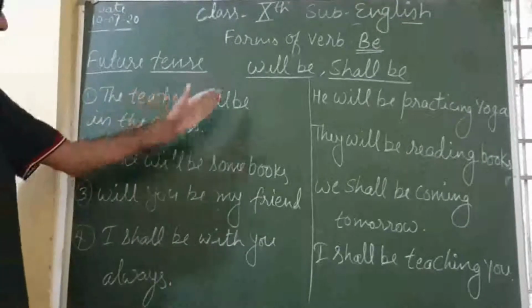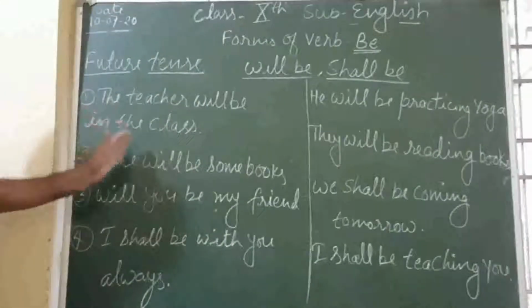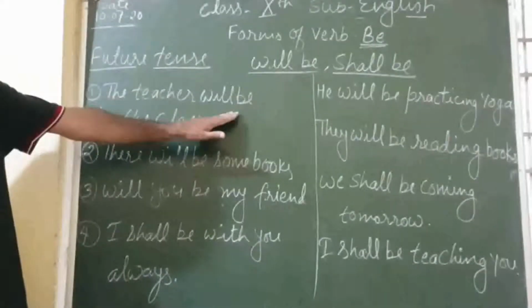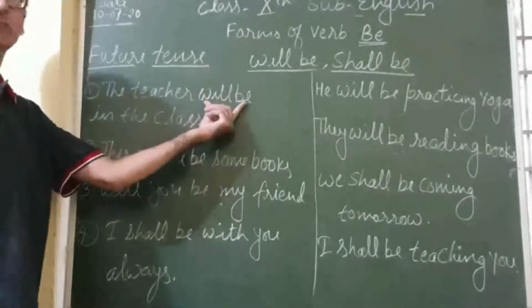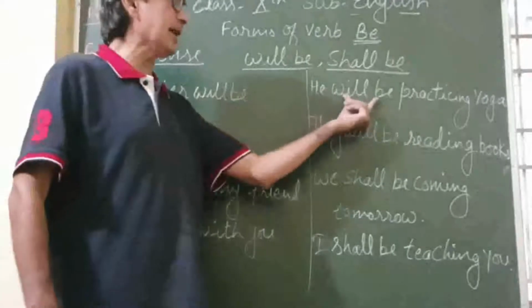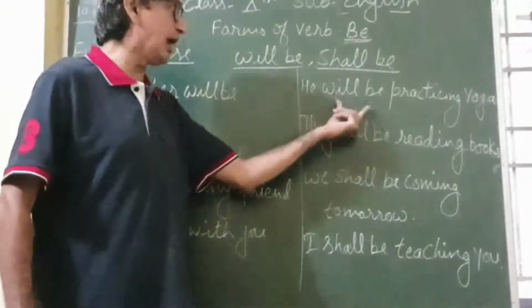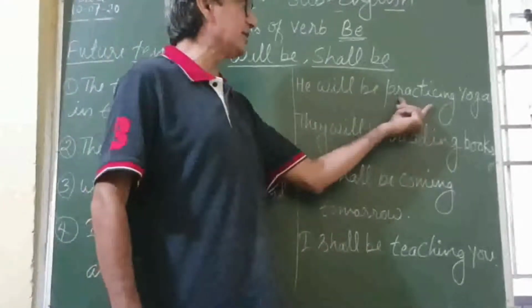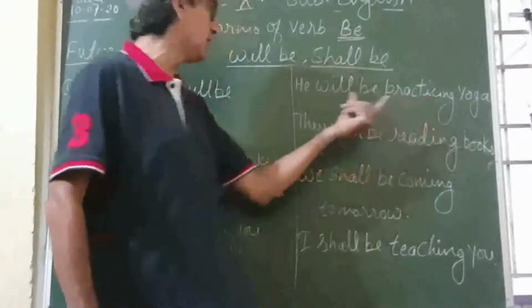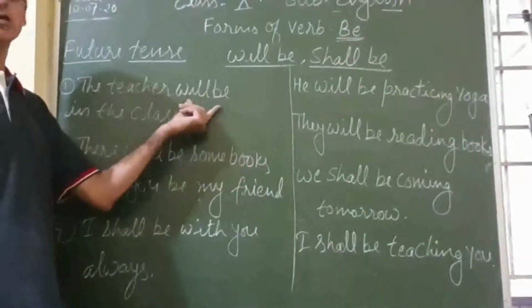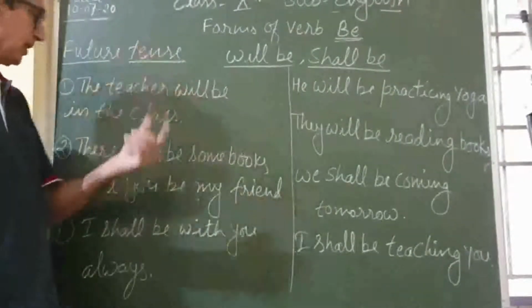The teacher will be in the class. अध्यापक कक्षा में होगा. There is no main verb in the sentence, so will be is main verb. But here it is as helping verb. Main verb, helping verb. Why is it helping verb? Because there is a main verb in the sentence, practicing. But here in the sentence there is no main verb. Will be is working as main verb.